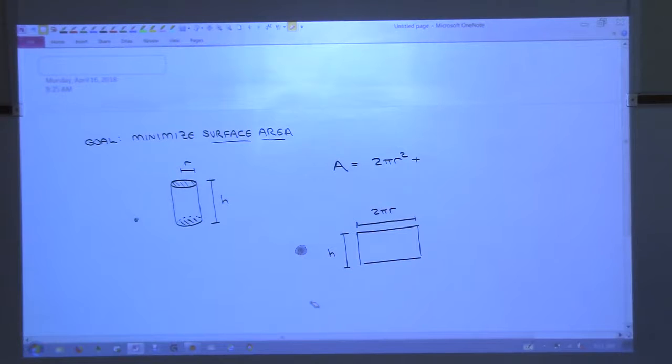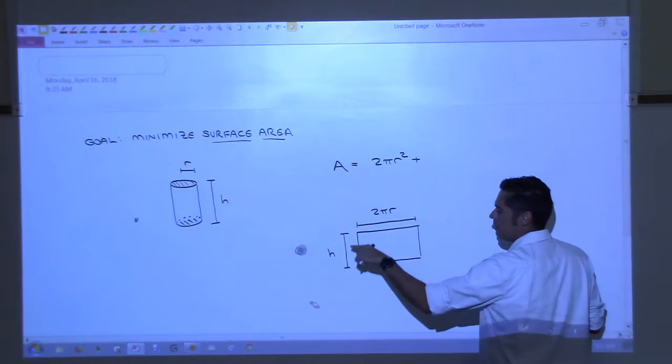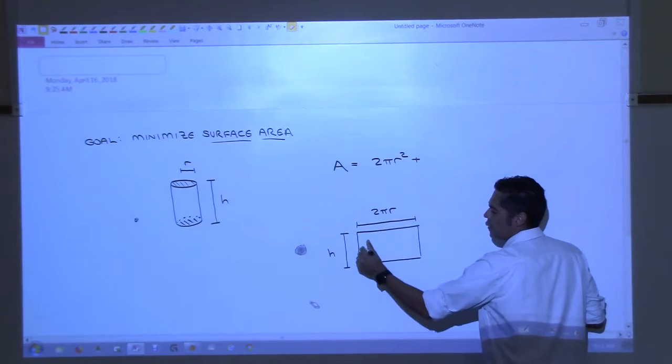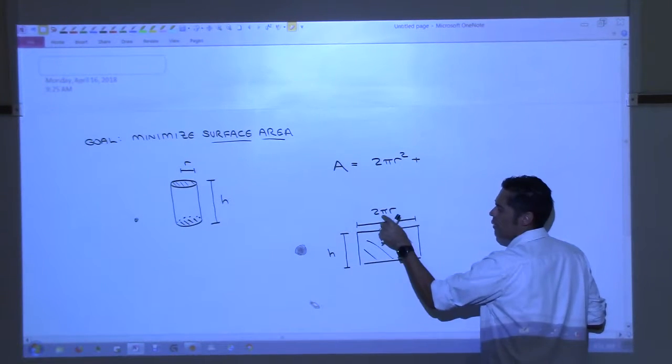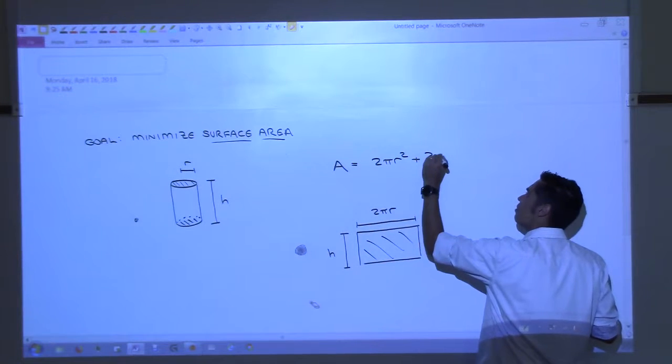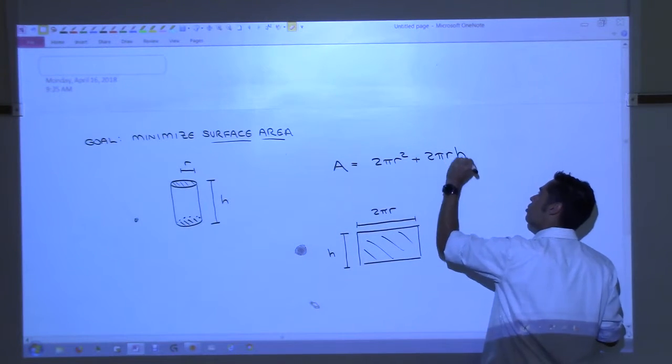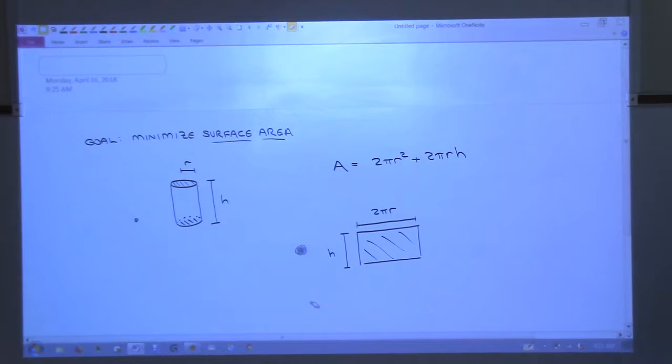That's pretty cool, right? We can just do that. Now, of course, you could look somewhere in the back of a book or something, and you could find that, but we have it here. So the area of this will be 2 pi r times h. So 2 pi r h. There we go.